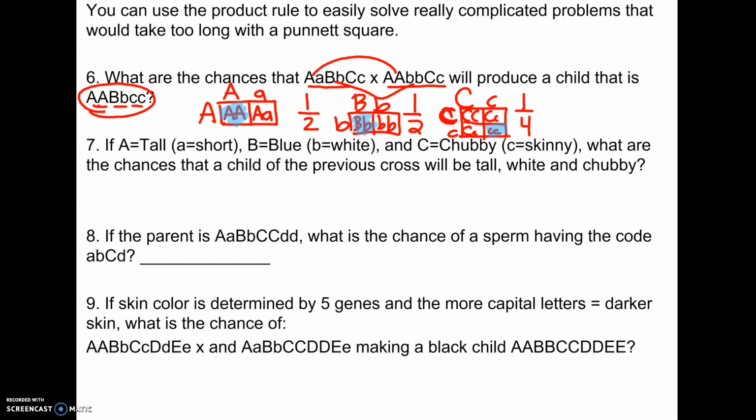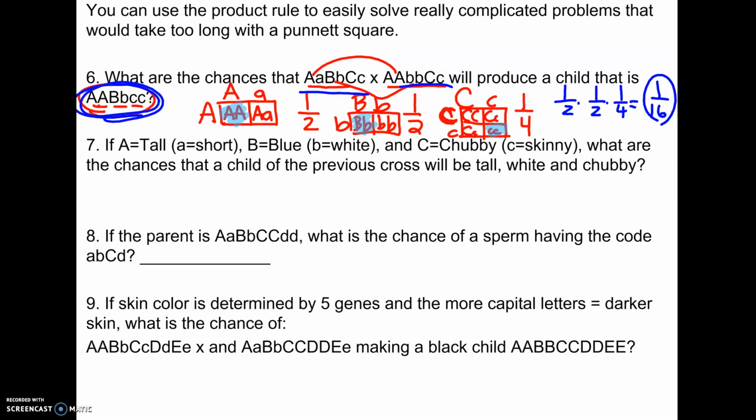So our chances of all three of these things happening would be 1/2 times 1/2 times 1/4, which is 1/16. So that would be the chance of this combination from these two parents.